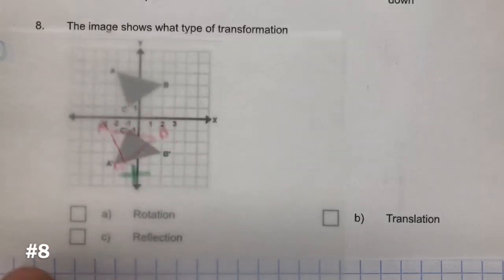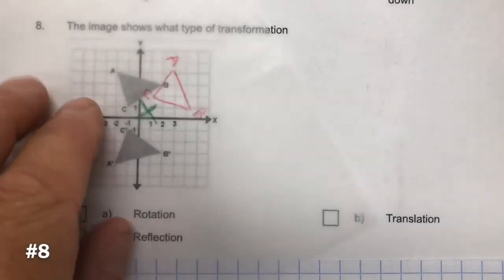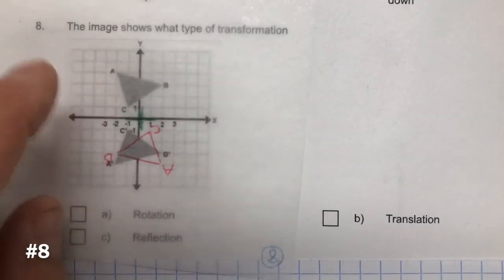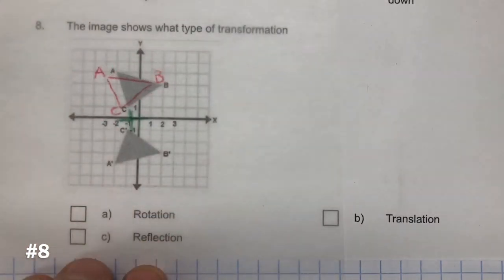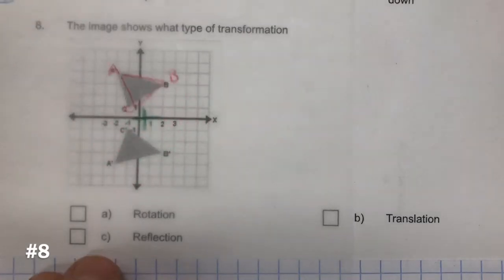Using patty paper, a rotation, if I rotated it, does not match up. And there's no way that I can translate it or slide it because you can't rotate it. They'll never match up.